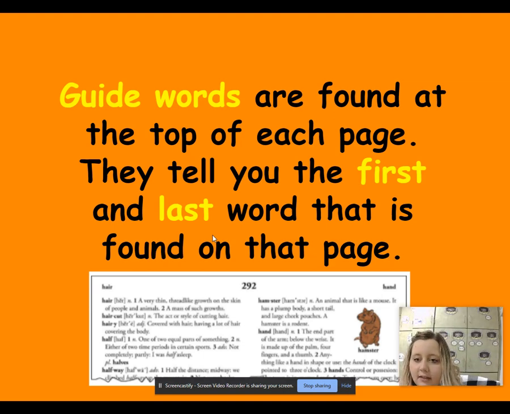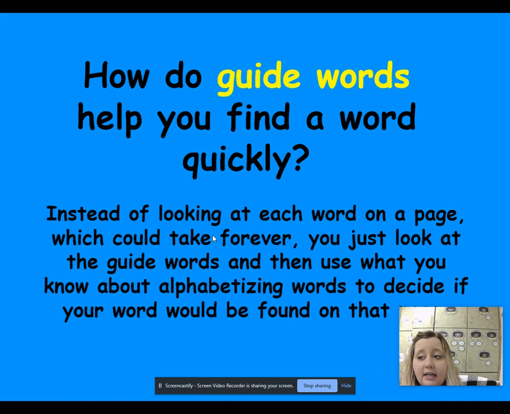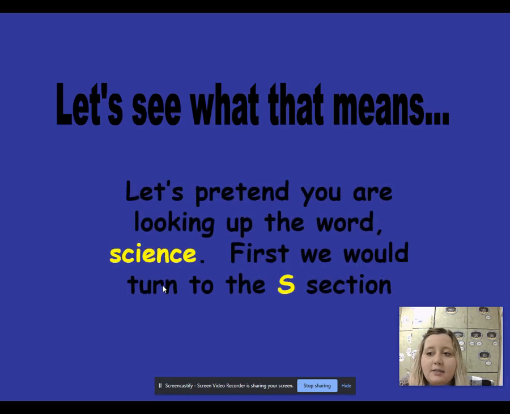So, let's look at this. How do guide words help you find a word quickly? Instead of looking at each word on a page, which could take forever in a dictionary because it has all the words, you just look at the guide words and then use what you know about alphabetizing words to decide if your word would be found on that page. So let's see what this means.